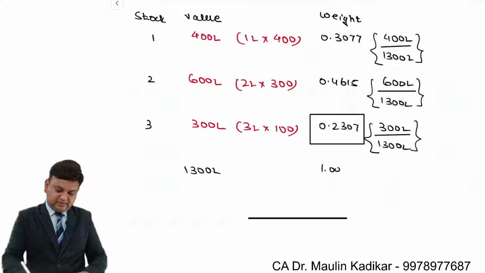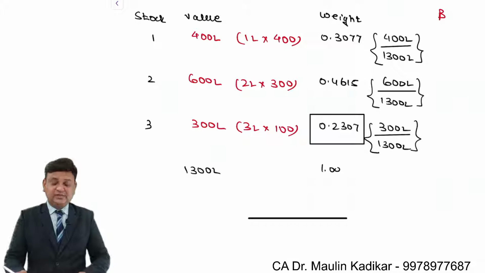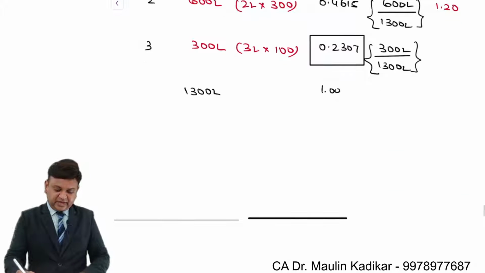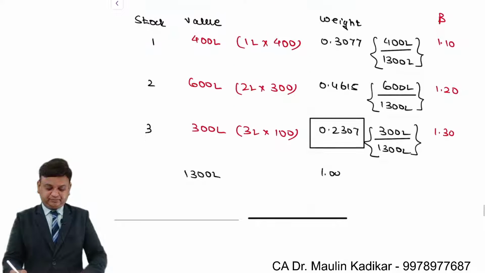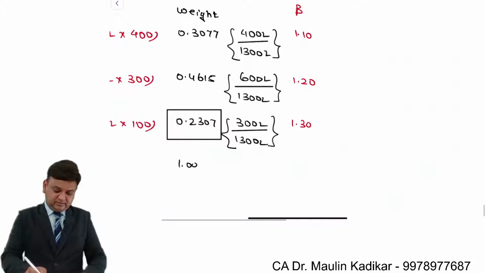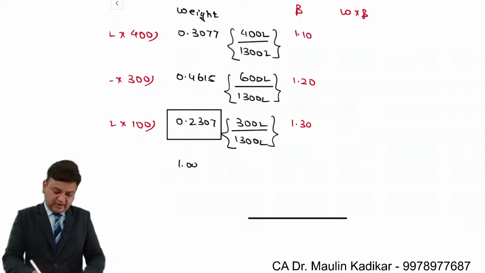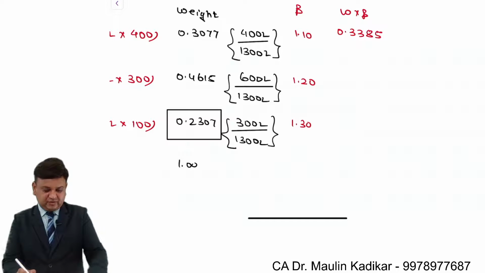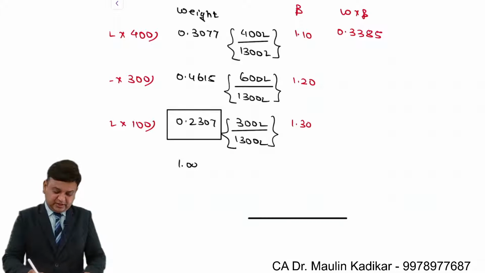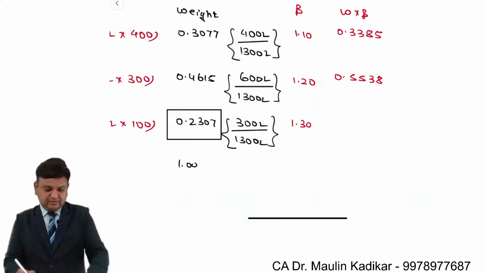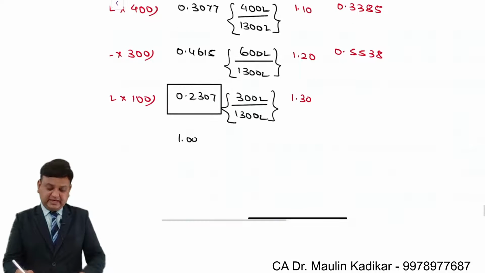Multiplied with the respective beta. Beta for the first security is 1.10. For the second one it is 1.20. And for the third one it is 1.30. So weight into beta: 0.3077 into 1.1, so 0.3385. 0.4615 into 1.20, so 0.5538. 0.2307 into 1.30, so 0.2999.